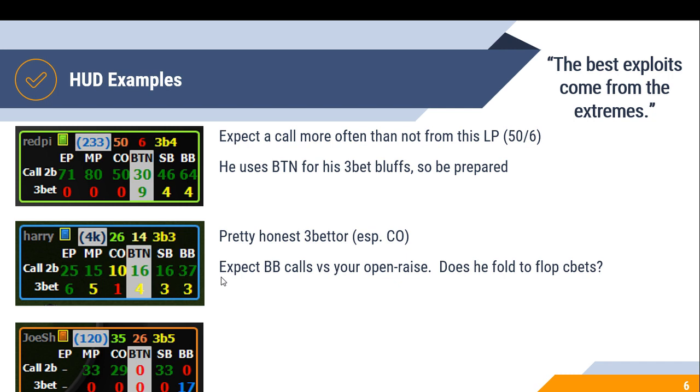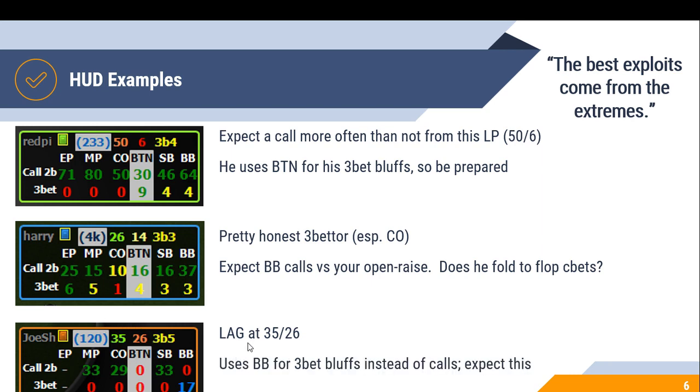You want to expect big blind calls versus any open raise that you make at 37%. And you want to ask yourself, does he fold to flop c-bets? So you might need to use a pop-up to figure that one out. Now Joe at the end here, he's a loose aggressive at 35/26, as you can see. He uses the big blind for 3-bet bluffs instead of calls. So expect this when you're open raising against him, probably when you're open raising as a steal in the cutoff, big blind, and small blind.